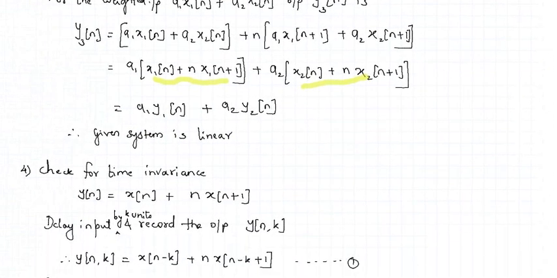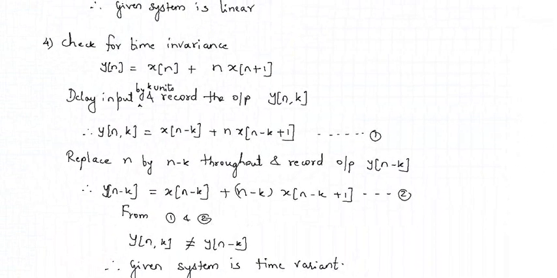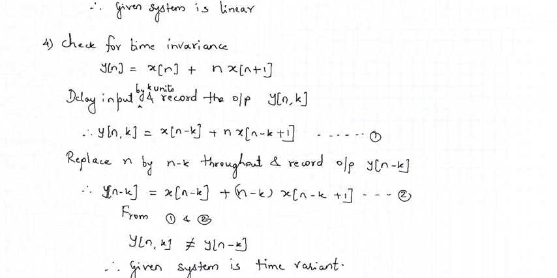Let's move to the next system property, which is time invariance. So we have to see whether the output of the system changes with respect to time or is not changing with respect to time. So this is our given system equation.